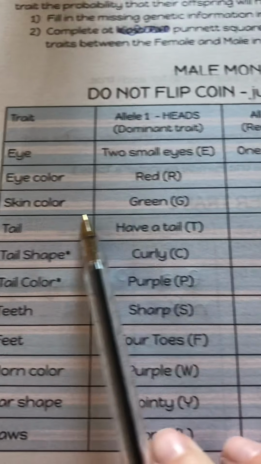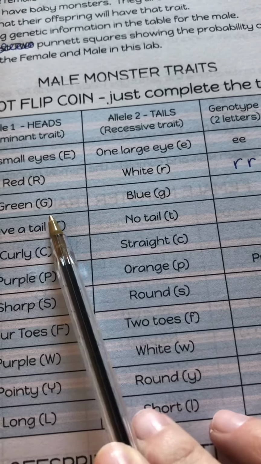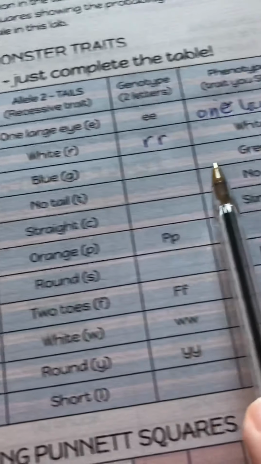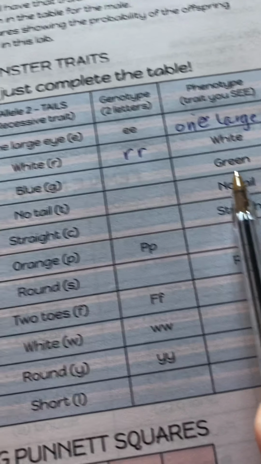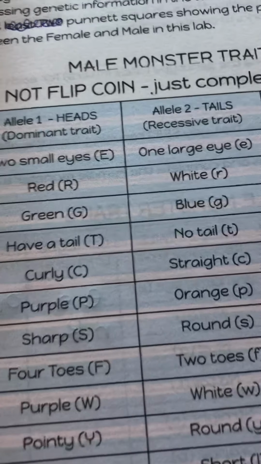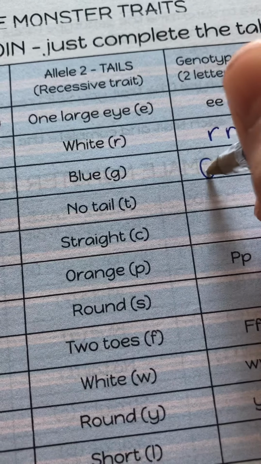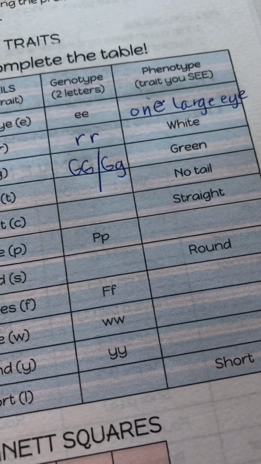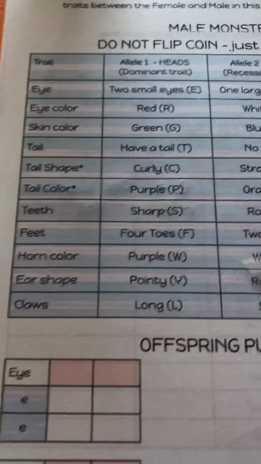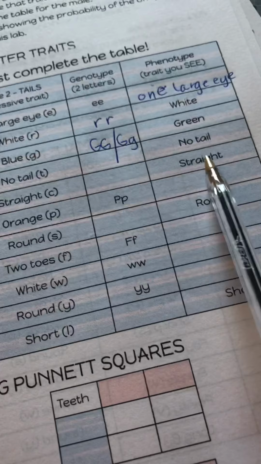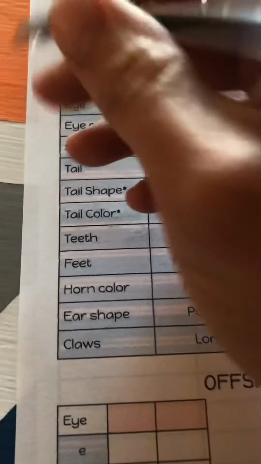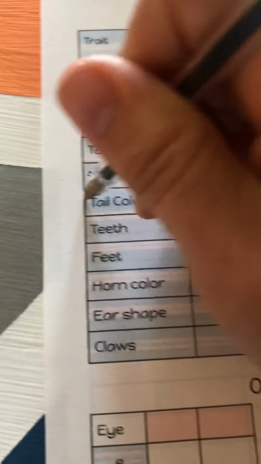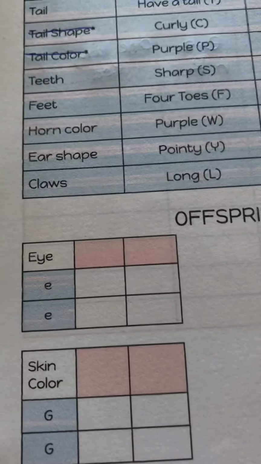Okay, then you're going to go and his skin color is green. Green is capital G, blue is lowercase g. Green means there has to be at least 1 G. So you can do whatever you want to here. You can make it capital G, or you can make it a capital G, lowercase g. That's going to be completely up to you. Okay, so again, you're going to finish the rest of this. He has no tail, so you don't need to do tail shape or tail color. Then you're going to come down here and you're going to do the Punnett squares.